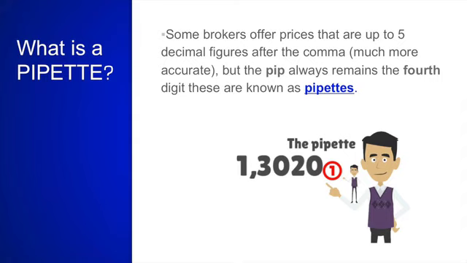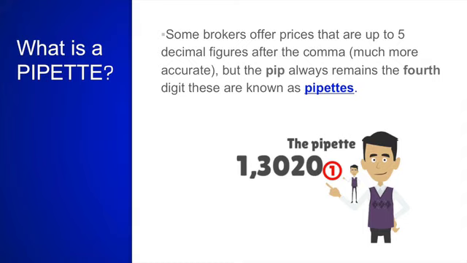Before I go ahead and do another example, I did have to mention the pipette. Some brokers offer prices that are up to 5 decimal figures after the comma, and it's much more accurate, so they say. Really, what I say is it just gets in your way, makes you mad, and you thought that you were calculating pips, but you really got confused with the 5th digit. So know that number is the pipette. In this picture, you see 1.3020. That 1 is the pipette.